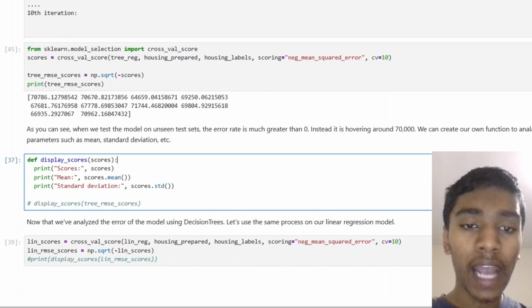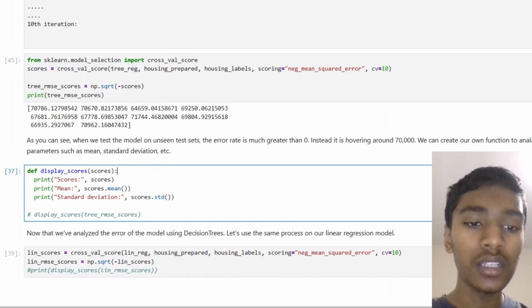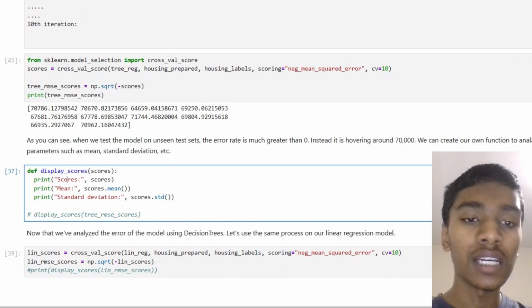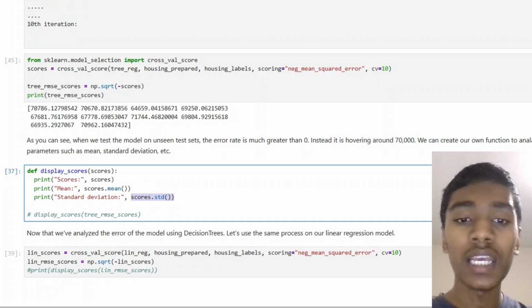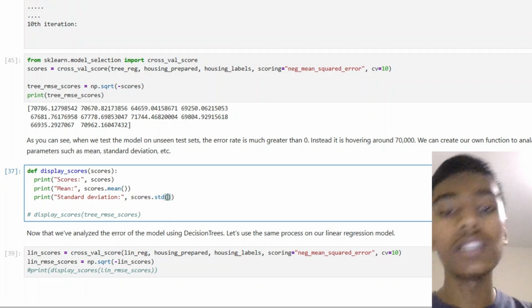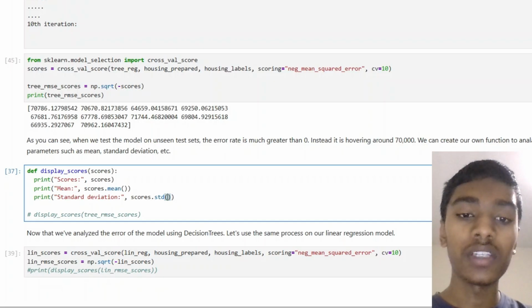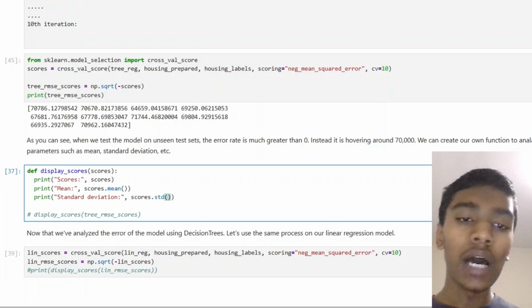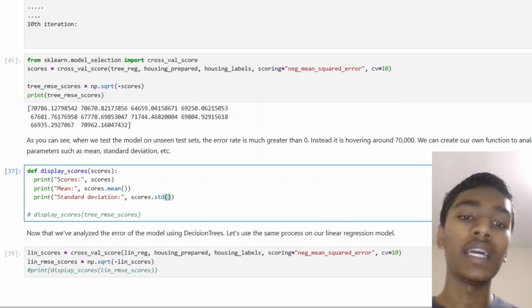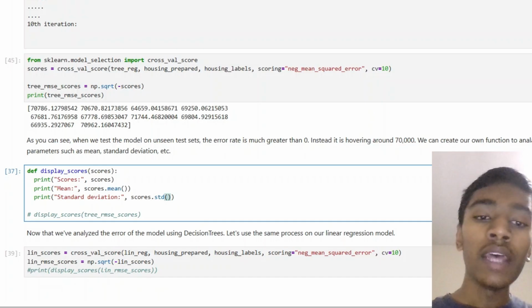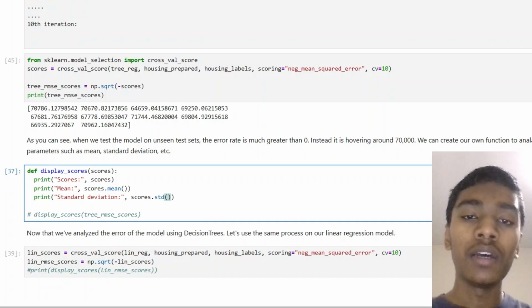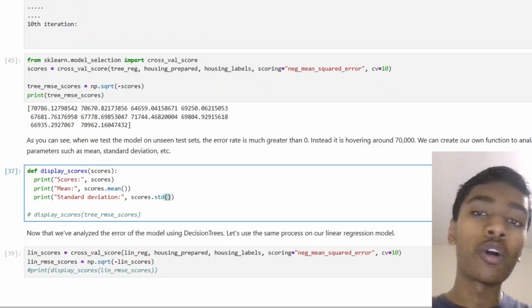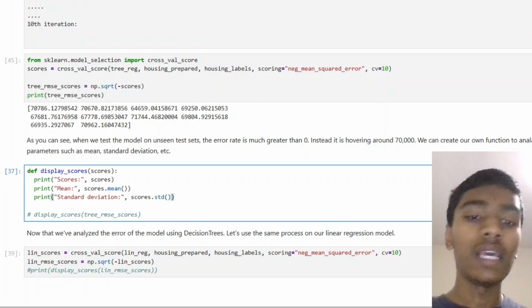Now, we can just program our own function and take a look at the data a little bit. So we can print out the scores. Obviously, we can take the mean of the scores by calling the mean function. And we also get the STD function, which calculates the standard deviation. Having the mean and the standard deviation is very useful because it tells us how spread apart our data is from that mean. It's especially useful if you have data that follows a normal distribution.